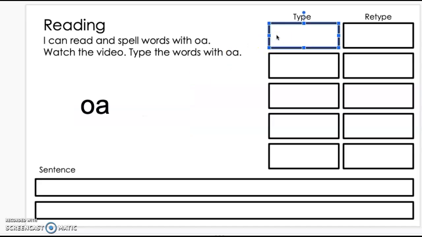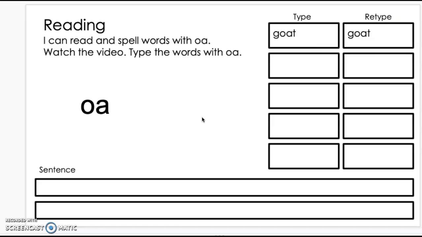Now let's spell it. G-O-T. Goat. Hopefully yours look like mine. If it does, then we're going to go and retype it. G-O-T. Goat.